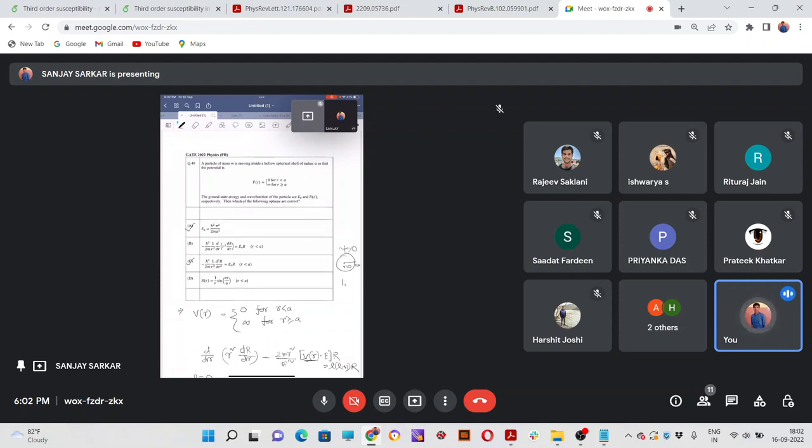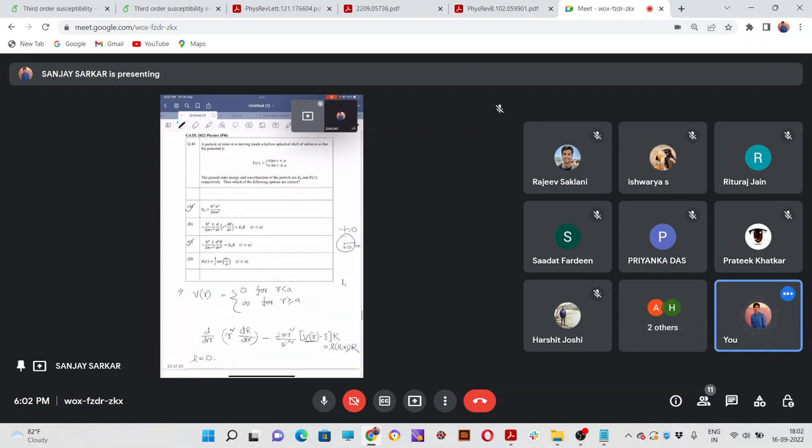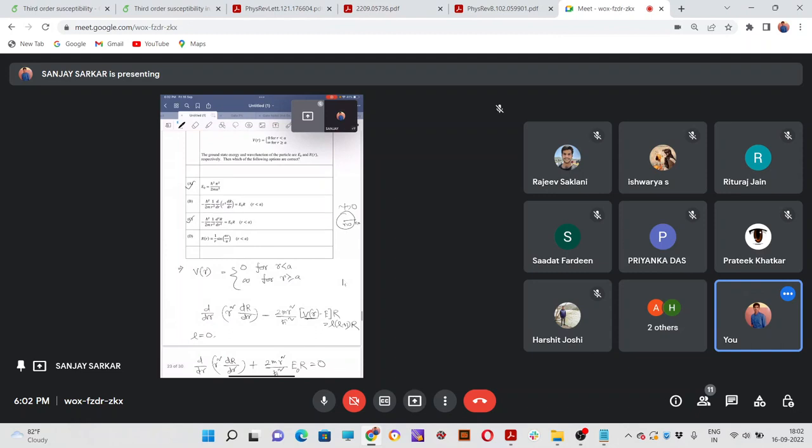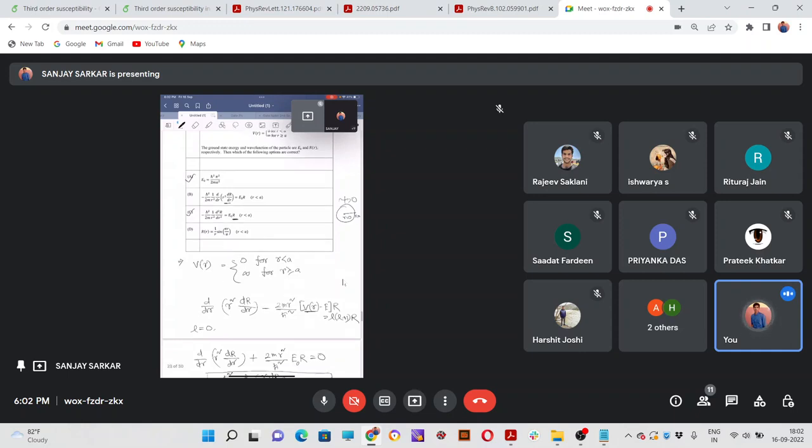So option A and C is correct, and option B can't be correct, because we found out that the equation for the radial part is like this and not like this. So option B is not correct, and we are left with option D.